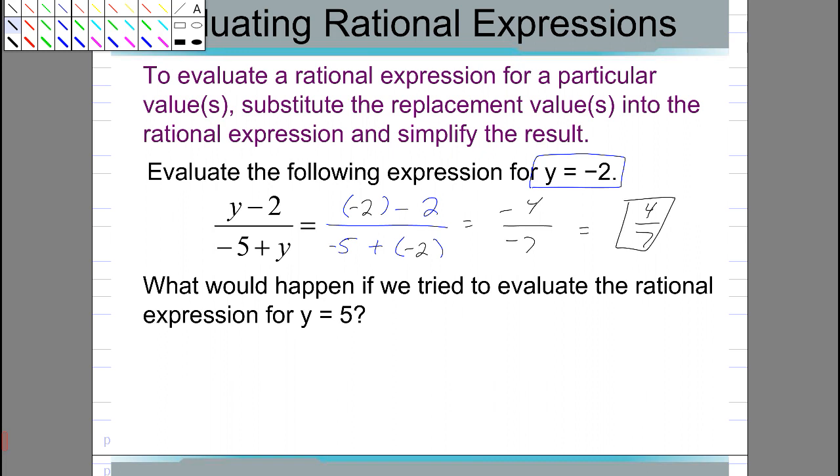And that works great for almost every number. But what would happen if we tried to evaluate for y equals 5? Well, let's do that. We have 5 minus 2 over negative 5 plus 5. So that would be 3 over 0. Because we cannot divide by 0, this is undefined. We cannot do it. Your paper might burst into flames.